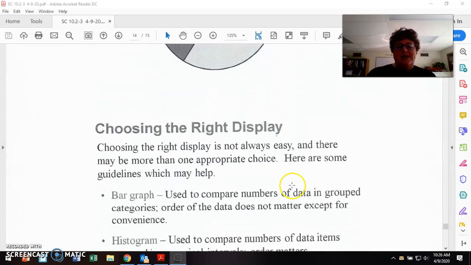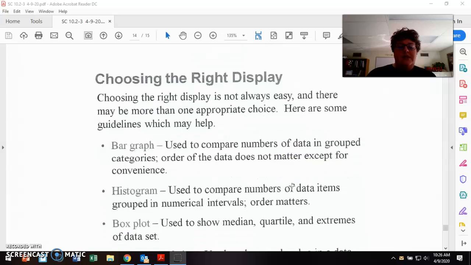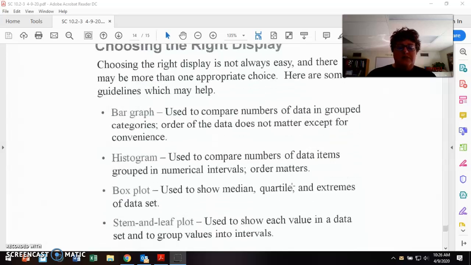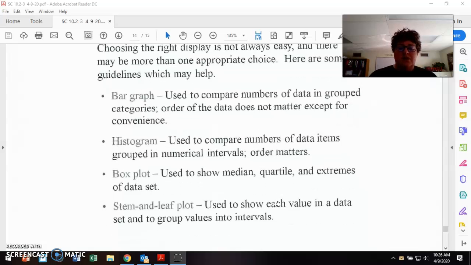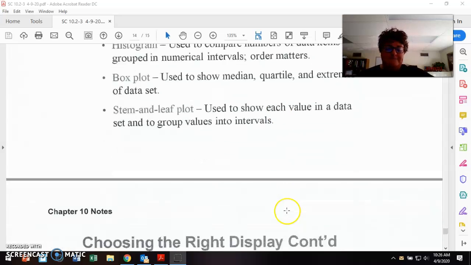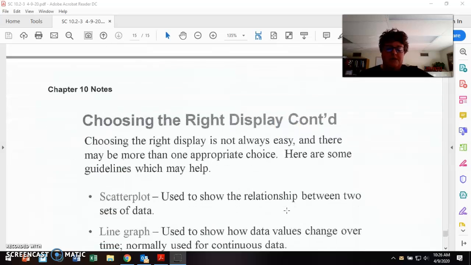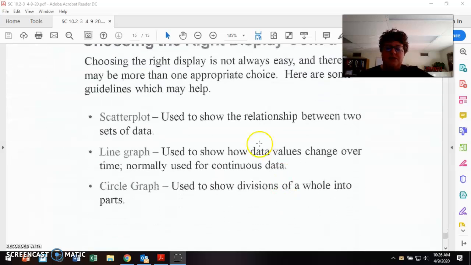Now, choosing the right display, you can go through these and look. I'm not going to read them to you, but if you're given a set of data, which one is going to make the best graph? And know that two may work. So you can show your data in different lights based on the graph, or based on what you think works best. Sometimes data is easier to read in certain tables and sometimes it's just not. So again, choosing the right display, what works and when to use it.